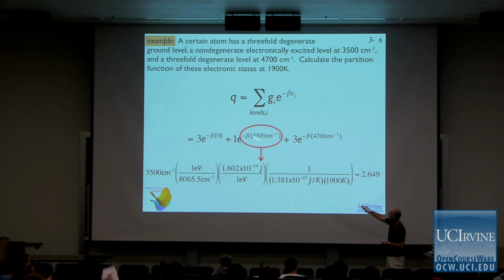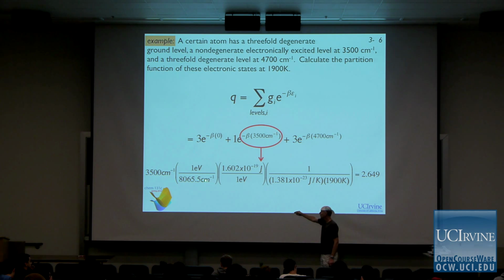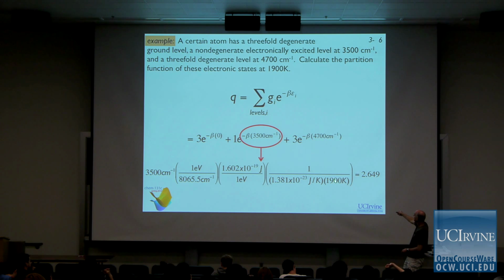We need to work out what this is in units of joules. All right, we have our handy conversion factors: 8065.5 wave numbers per eV, 1.602 times 10 to the minus 19 joules per eV. Boom, there's the temperature that we care about, 1900 Kelvin. And so this 2.649 is what? It's the exponent here. There should be a minus sign in front of it, and that's the exponent on this e.